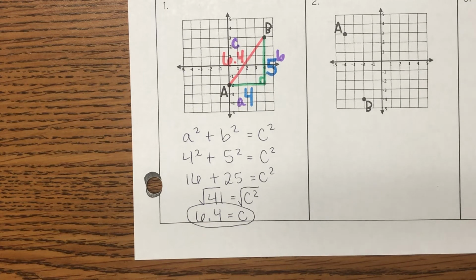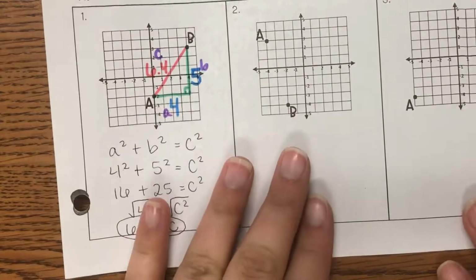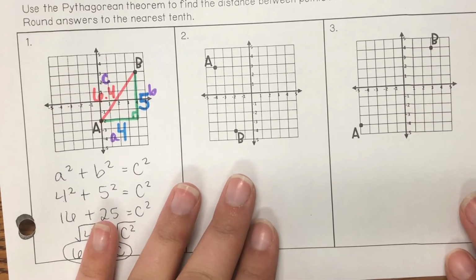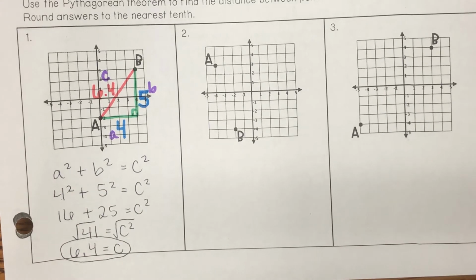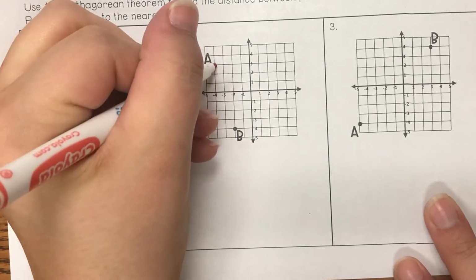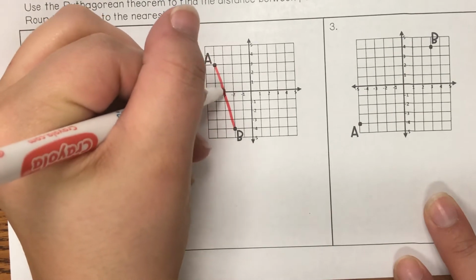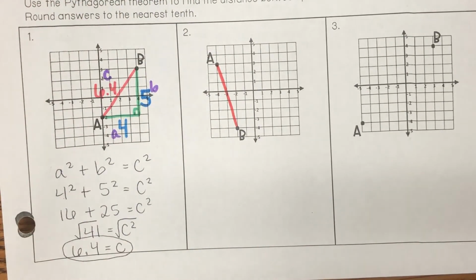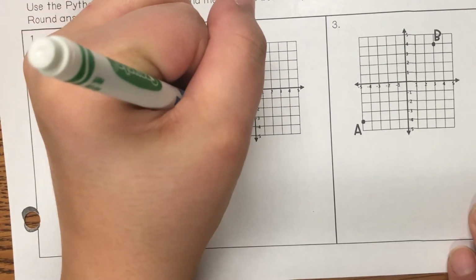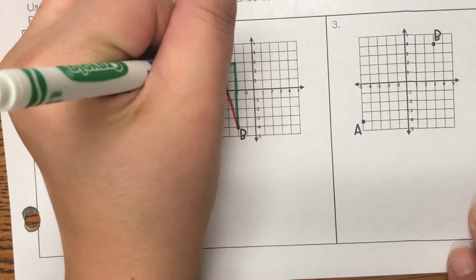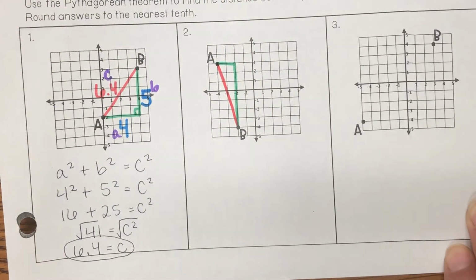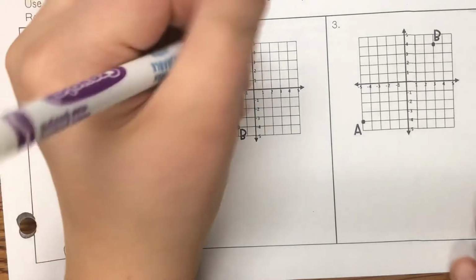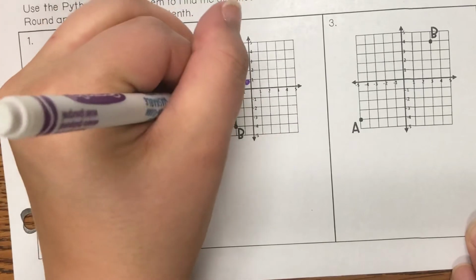Let's do one more example. Number 2. I have my 2 points A and B, and I am looking to connect them and then find the diagonal distance between the 2. I'm looking for that right there. So I need to create a right triangle to find my 2 legs, which will help me find my hypotenuse. So now I'm going to say this is side A, side B, and side C.